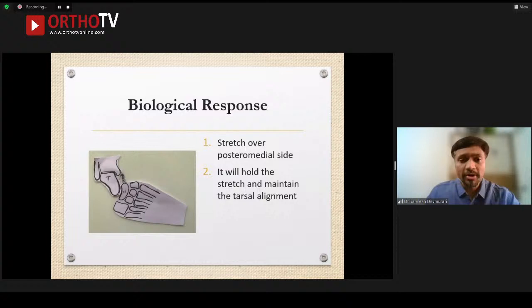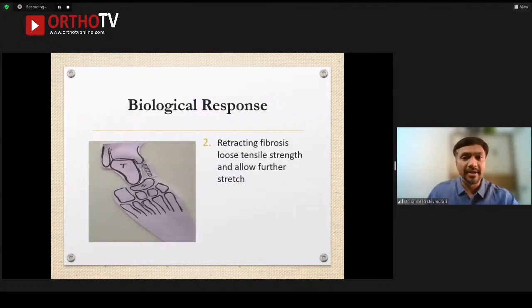So in the clubfoot, what is there? In the whole posteromedial structure, everything is so tight: tendon, capsule, ligaments, all are tight. So what Ponseti did in his first maneuver, he just stretched over the posteromedial aspect and applied a cast. So how will the cast work?